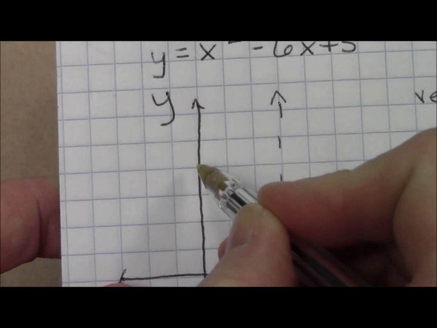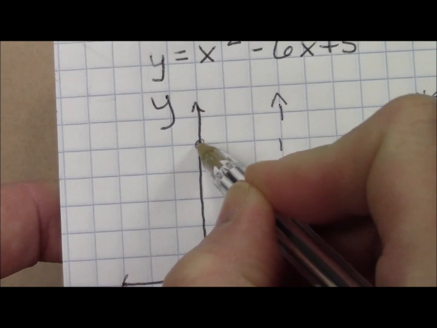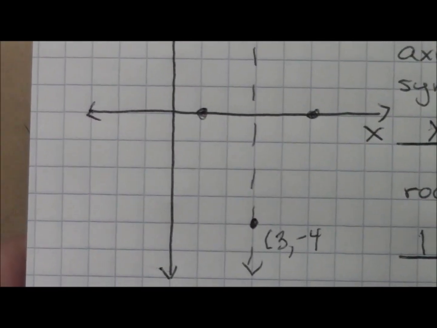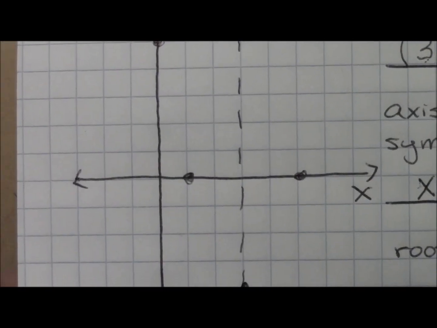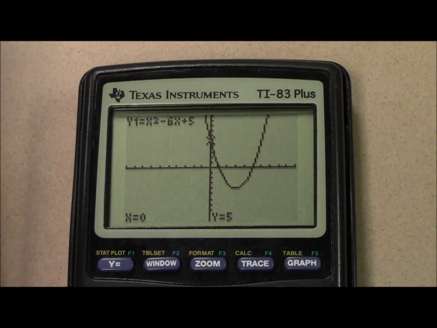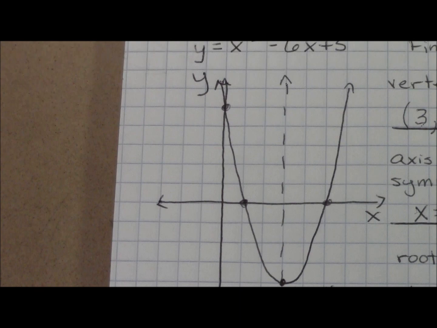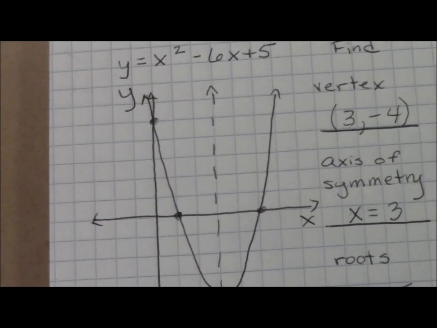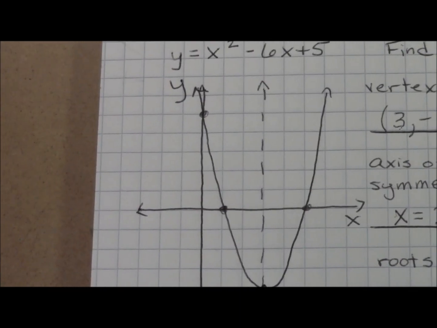1, 2, 3, 4, 5. Y-intercept is 5. And then on our graph here, all that remains is for us to sketch in the parabola to match the parabola that's on your calculator. Alright, so there is our parabola sketched out manually.